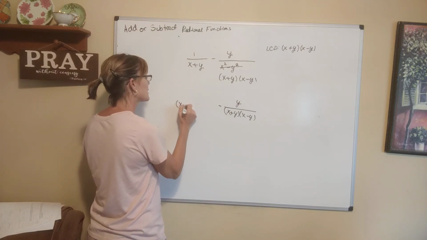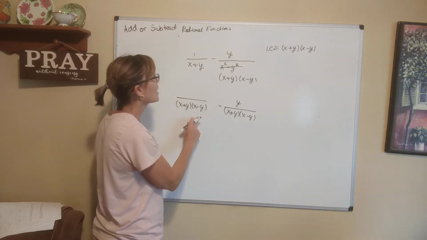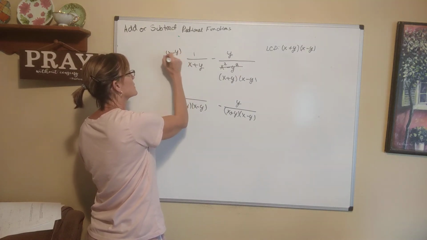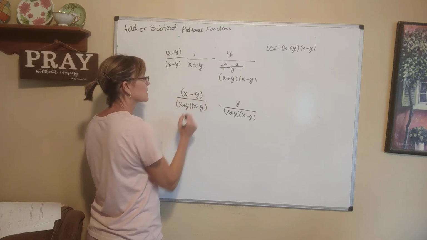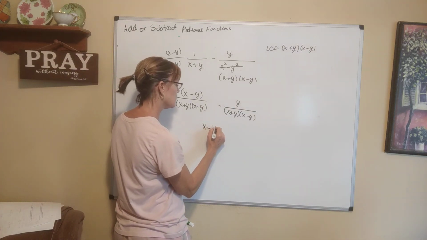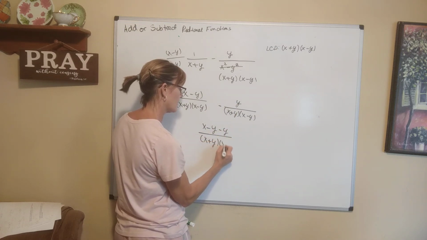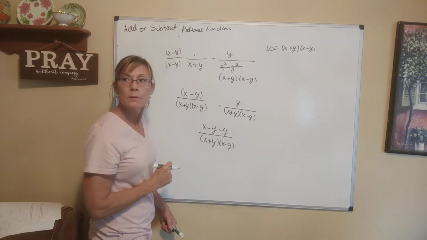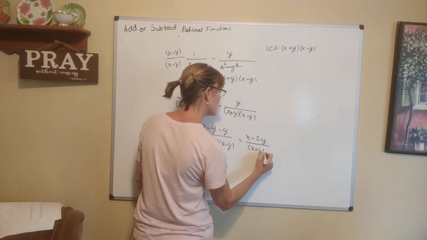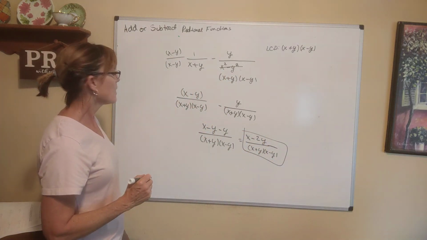Right here, I'm going to go from x plus y to x plus y times x minus y. What changed here? I have an x minus y. That means I have to multiply the numerator also by x minus y. 1 times x minus y is what I get there. Now I have the same denominator, so now I can combine. I have x minus y minus y. These are like terms that can be combined, so this turns into x minus 2y over x plus y times x minus y. Okay, that's that one. Okay, I think that's going to do it.